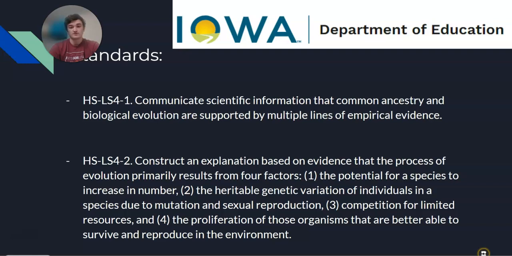1. The potential for a species to increase in number. 2. The heritable genetic variation of individuals in a species due to mutation and sexual reproduction. 3. Competition for limited resources. And 4. The proliferation of those organisms that are better able to survive and reproduce in the environment. At the end of this unit, you should be able to show proficiency in these standards by the Google quiz and summative assessments I give you at the end of these lessons.